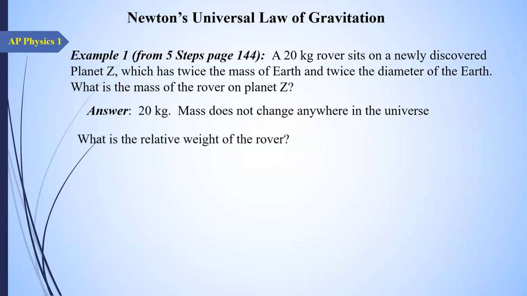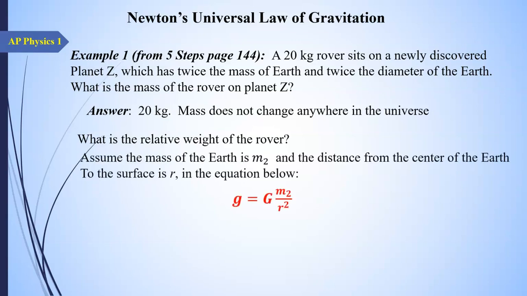What is the relative weight of the rover? In other words, how much more of a pull of gravity does it feel on the new planet than on the Earth? That's what relative weight means. So assume the mass of the Earth is m2 in the formula below, and the distance from the center of the Earth to the surface where the rover is sitting, so it would really be to the center of mass of the rover, is given by that equation.